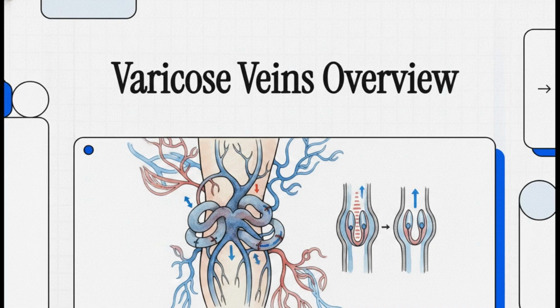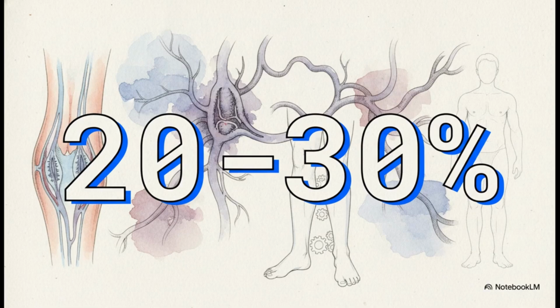We're talking about varicose veins. We are going to unpack the pathophysiology, the diagnosis, and the management of this incredibly common vascular disorder. Basically, we're going to break down exactly how our biological plumbing works, and more importantly, how it sometimes fails.